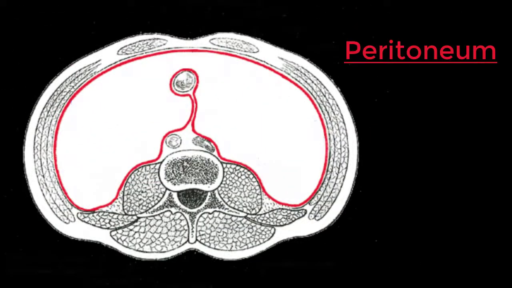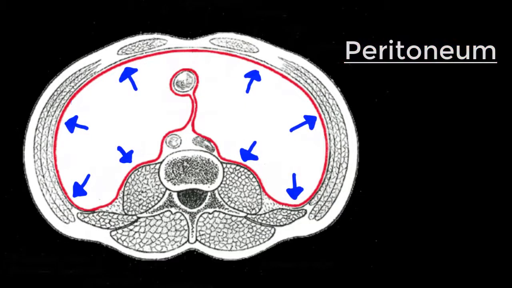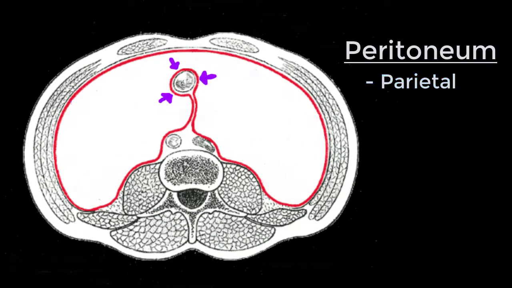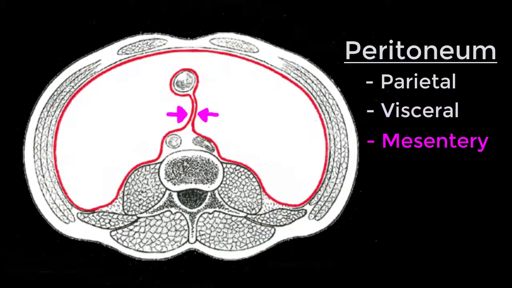The peritoneum is a serous membrane that lines the abdominal cavity as well as the abdominal organs. If it lines the abdominal wall, it is referred to as the parietal peritoneum, as the word parietal means wall. If it lines an organ, it is referred to as visceral peritoneum. And the connecting part between the two, which consists of a double layer of peritoneum that holds the organ against the abdominal wall, is called a mesentery.